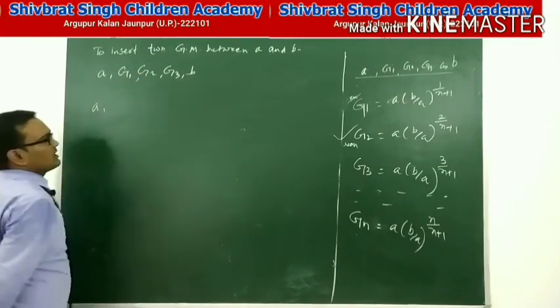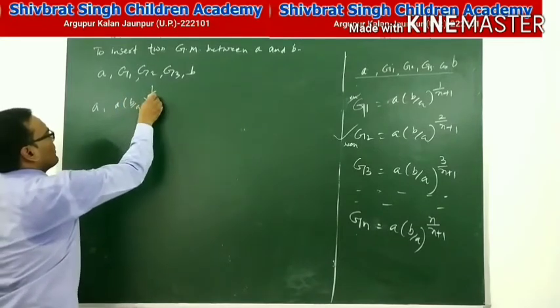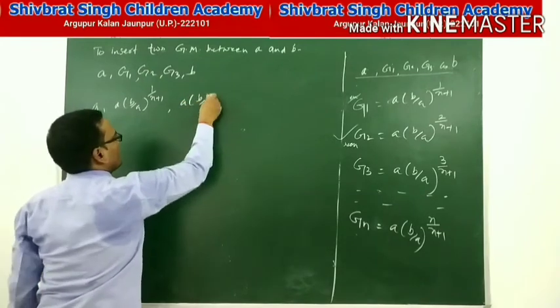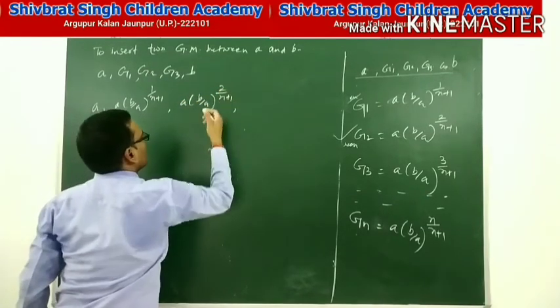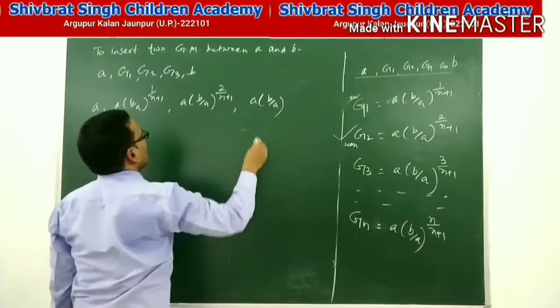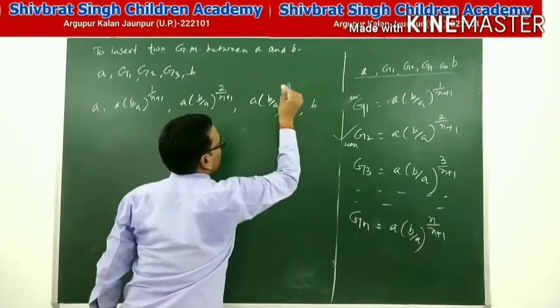The value of G1 equal to A, B upon A to the power 1 upon n plus 1, and G2 equal to A, B upon A to the power 2 upon n plus 1, and G3 equal to A, B upon A to the power 3 upon n plus 1, and B.